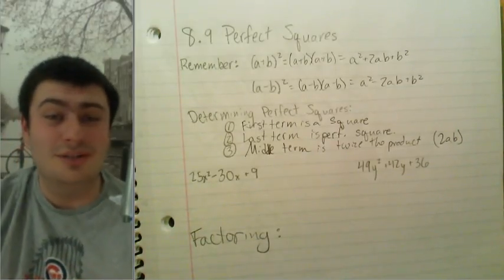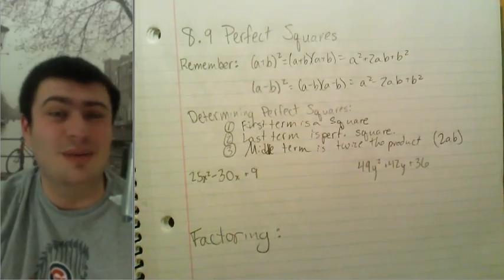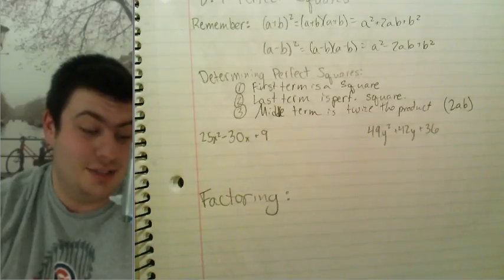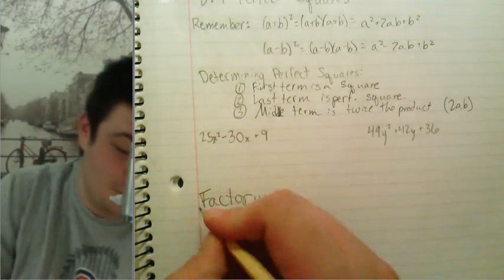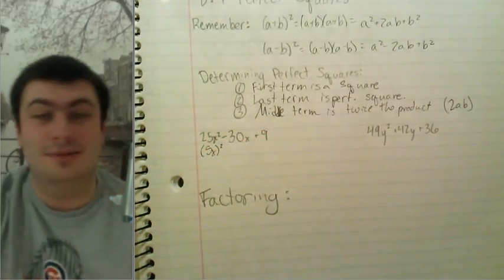Again, if you want to use this technique going forward, great. If not, don't really worry about it. So if we look at 25x squared minus 30x plus 9, we look, is the first term a perfect square?